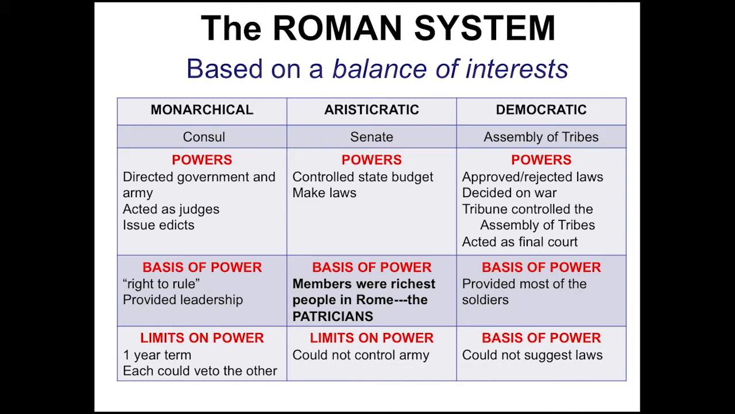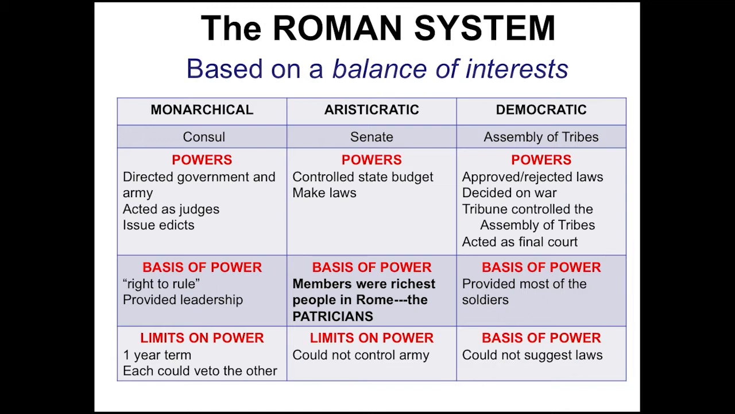But up at the top, you've got two councils. These councils direct the government. They provide leadership, and they can only serve for one term. And then the lawmaking branch is the Senate. All right, the Senate is going to be really important. The Senate was made up of the richest members of society, the patricians.